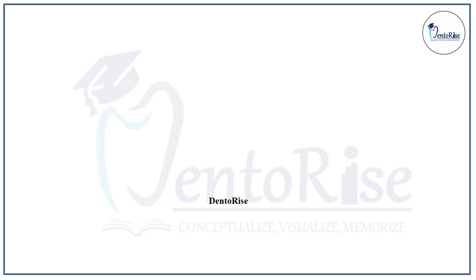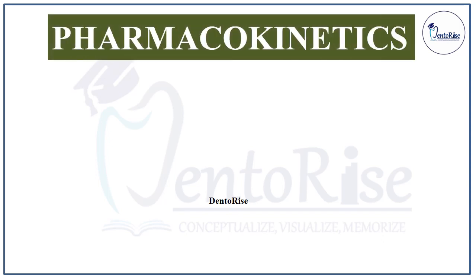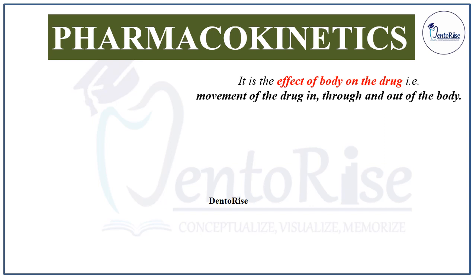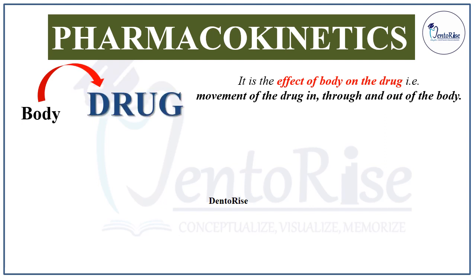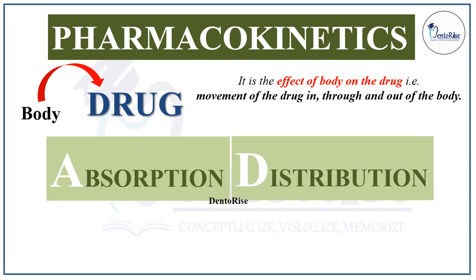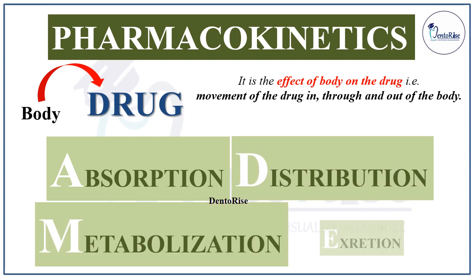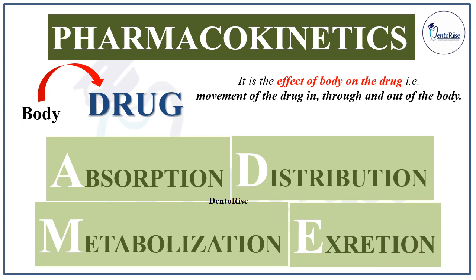If we split the word pharmacokinetics, pharmaco means drugs and kinetic means movement. Thus, pharmacokinetics is the movement of the drugs within the body, through the body and out of the body, or else we can say it is the effect of the body on the drug. It comprises 4 factors: absorption of the drug, distribution of the drug within the body, the metabolization of the drug and excretion of the drug, and this can be remembered with ADME.